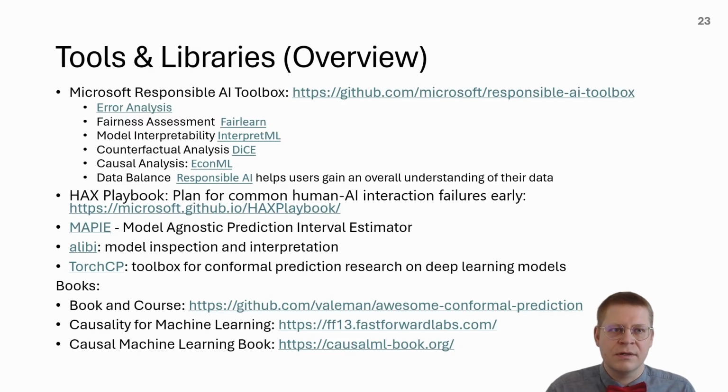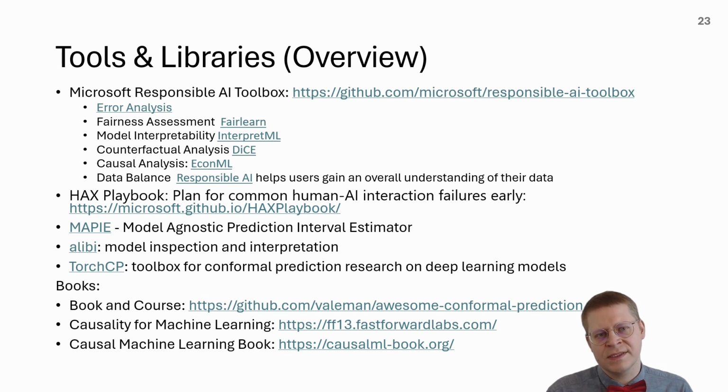Let us explore tools and resources for implementing responsible AI effectively. Microsoft Responsible AI Toolbox provides a comprehensive suite of tools for error analysis to identify patterns in model errors, and to assess and mitigate fairness-related issues. InterpretML for model interpretability, DiCE for counterfactual analysis to explore what-if scenarios, EconML for causal analysis, and Data Balance. It features to help users understand their data distributions.